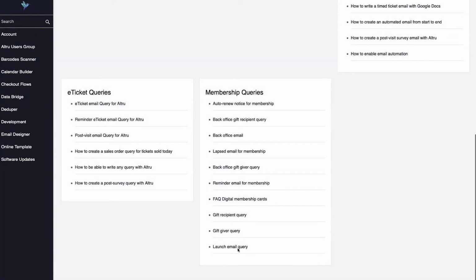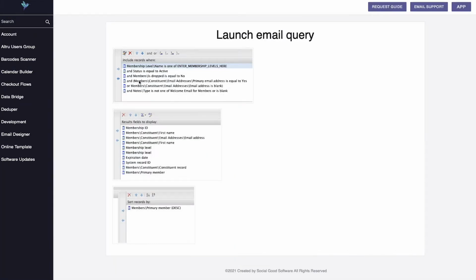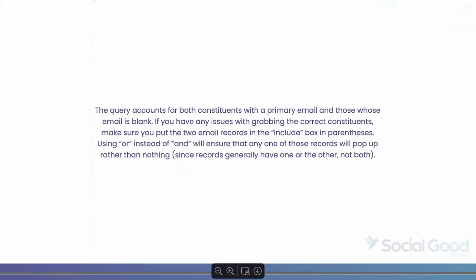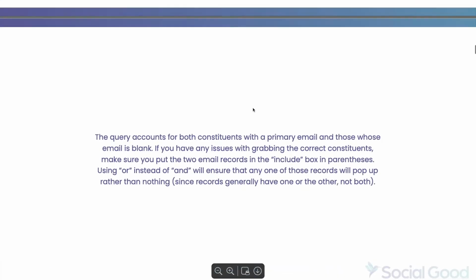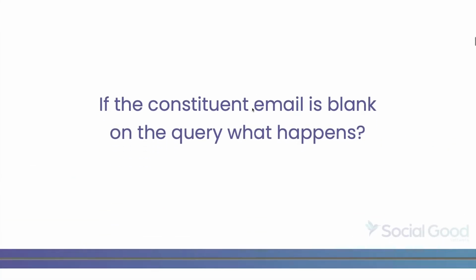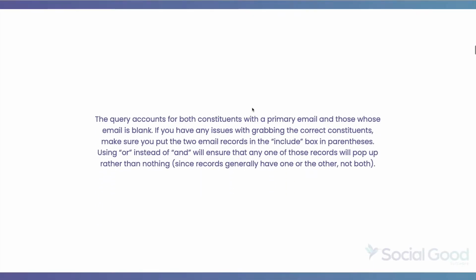So we're going to go over to the launch email here, and then you will see this right here, email address is equal to yes or is equal to blank. So when you see this, this just simply means we're capturing for that email. Now, the email designer is smart enough to know if both of them don't have an email address, then we will not send the email. So on the email designer side, it's actually smart enough to be able to determine if something has an email or not, and then be able to send the email accordingly.